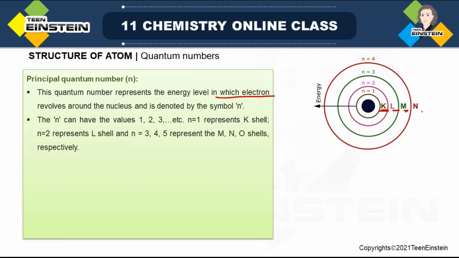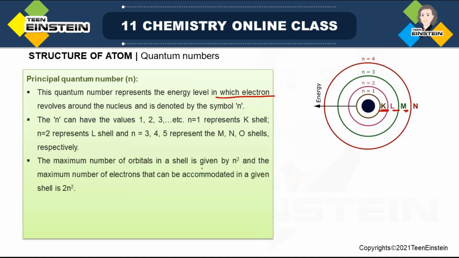If I'm saying it is the N shell, basically I'm trying to say n is 4. Why is it important to remember? Because in a problem, instead of saying n is 4, that is the 4th energy level, it may say the N energy level, and you have to understand it is actually trying to mean n is 4. That is why you should know the significance of these capital letters K, L, M, N, O, etc.